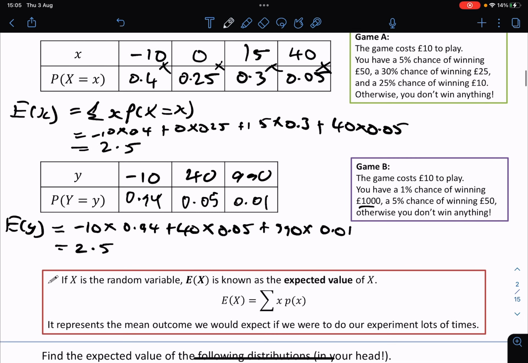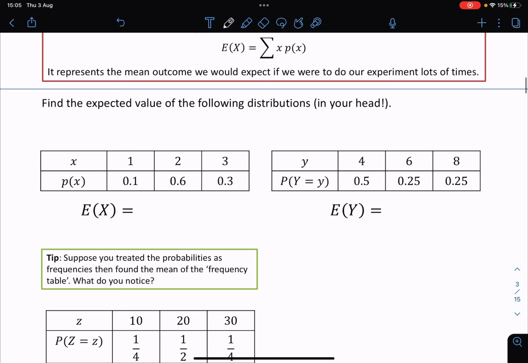So, yeah, if x is the random variable, E of x is known as the expected value of x, where we've got the sum of x times p of x. And it represents the mean outcome that you'd expect if you did it constantly. Okay, so find the expected value for them. You could probably do these in your head, but I'm going to write these out. So we've got 0.1 plus 1.2 and 0.9, and you're going to get 2.2. For this one on the right here, you can very much do that in your head: 2 and 1.5 and 2, which is of course going to give you 5.5.